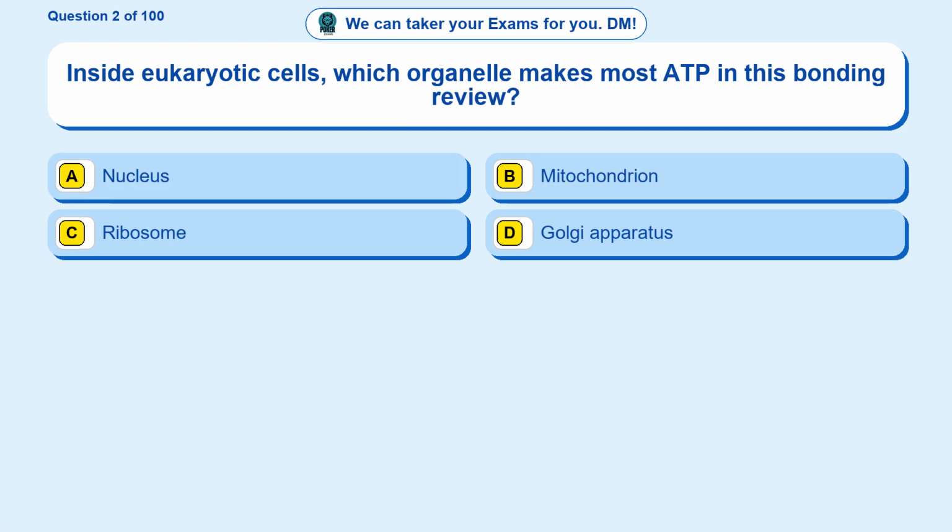Question 2. Inside eukaryotic cells, which organelle makes most ATP in this bonding review? Option A, nucleus. Option B, mitochondrion. Option C, ribosome. Option D, Golgi apparatus. The correct answer is option B, mitochondrion.